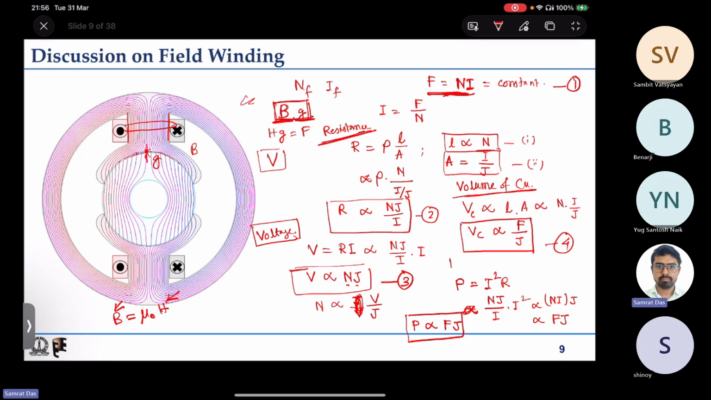Now we come to losses. We come to copper losses. Copper losses is I square into R. So I square we put as it is, and resistance is proportional to Nj by I from this equation 2. So if we manipulate it, P comes out as proportional to F into J.